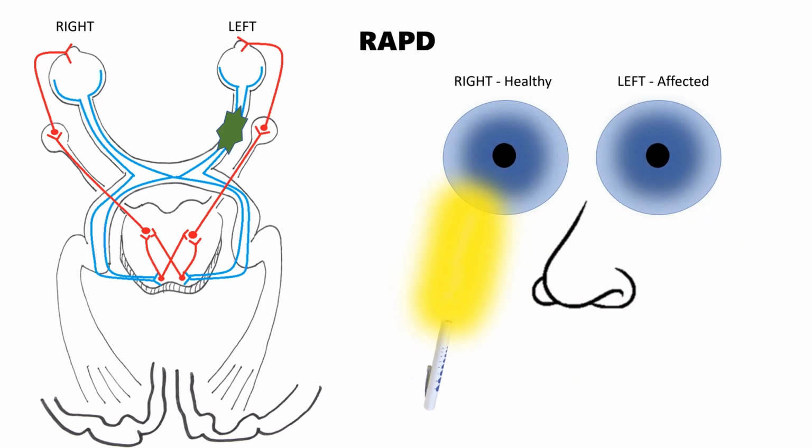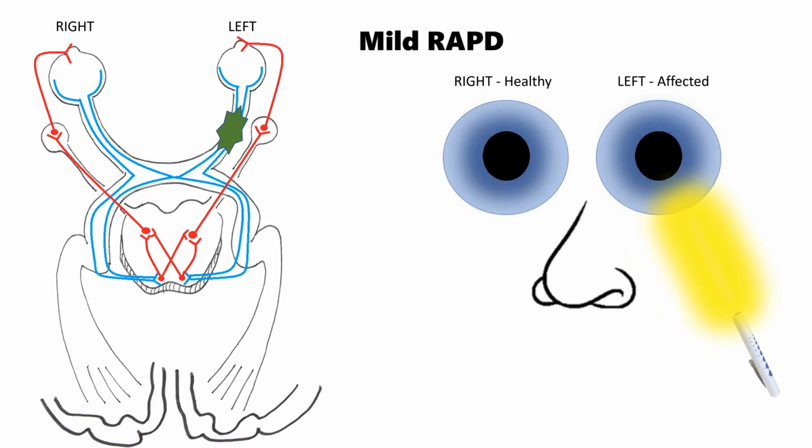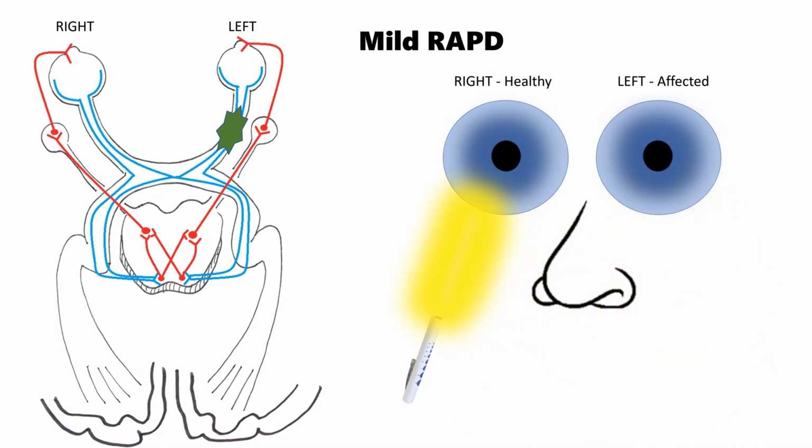Now what we've just seen is an example of a severe RAPD, where both pupils look larger before possibly constricting minimally when the affected eye is illuminated. However, note that in less severe cases, like this one, the dilation may be less obvious, and the only evidence of a RAPD is the slightly delayed pupil response.